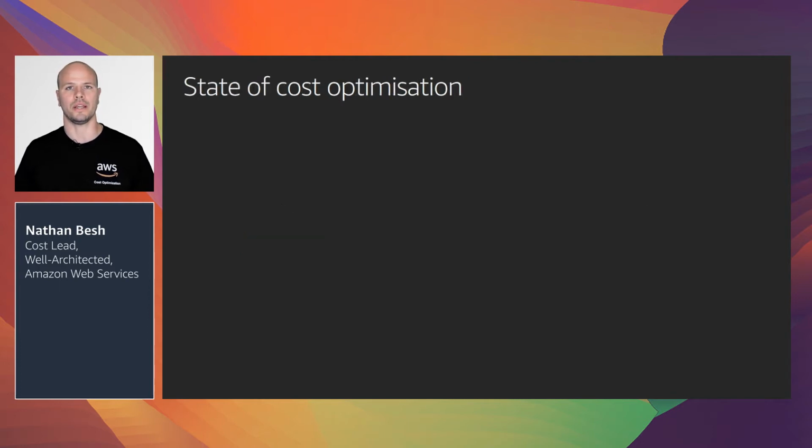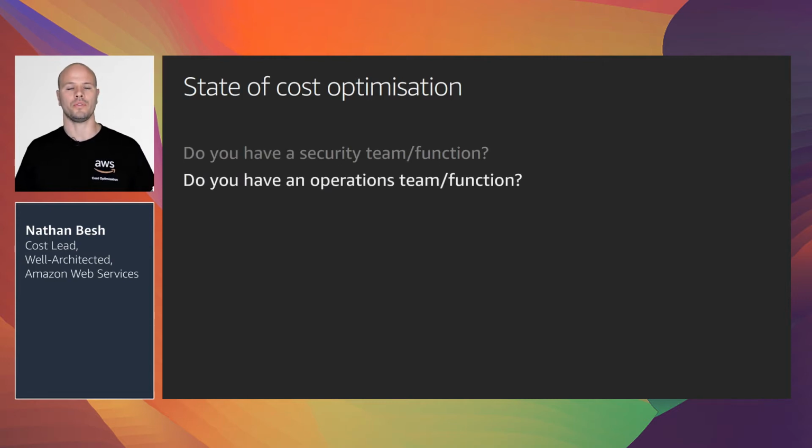So let's have a current look at the state of cost optimization in industry today. Think about the organization you currently work at or an organization you've worked at previously. Do they have a security team or function? Are there people dedicated to putting in place policies and procedures around security in your organization? Chances are there is. Think about whether or not you have an operations team. Are there people, or is there a team there putting in place monitoring, procedures and processes so that if something goes down, you can fix it really quickly? Again, chances are there is.